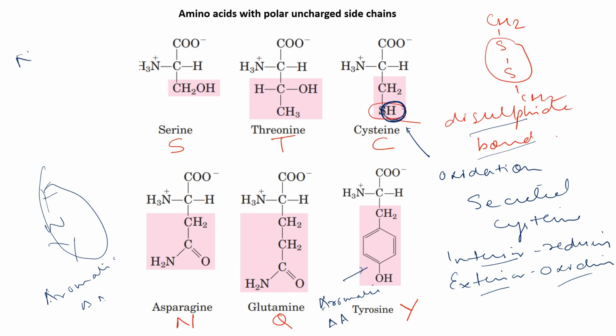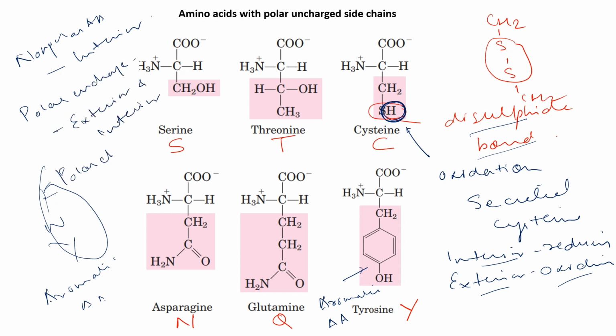Correct. Non-polar amino acids are found in the interior of the protein. Polar uncharged amino acids are found in both exterior and interior. Polar charged amino acids are found on the exterior surface of the protein. So these amino acids which are polar but not charged can be present in the exterior as well as on the interior surface of the protein.